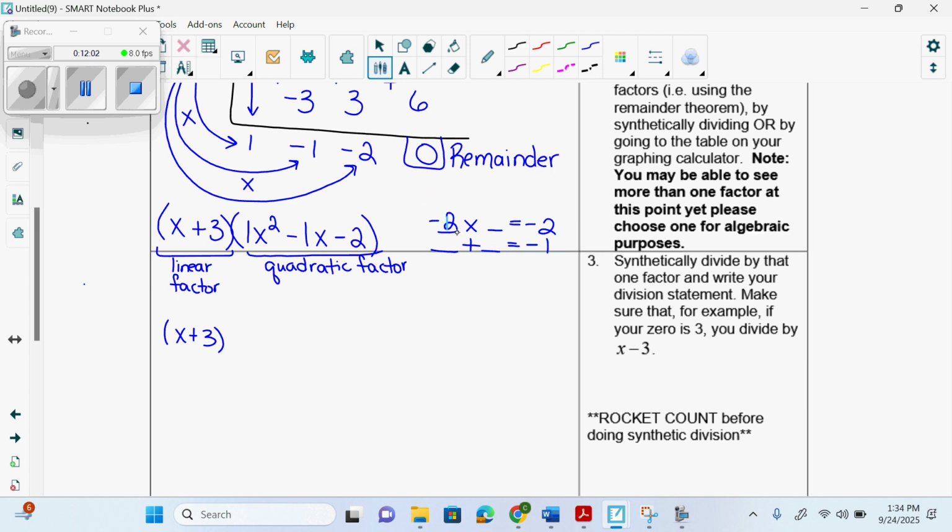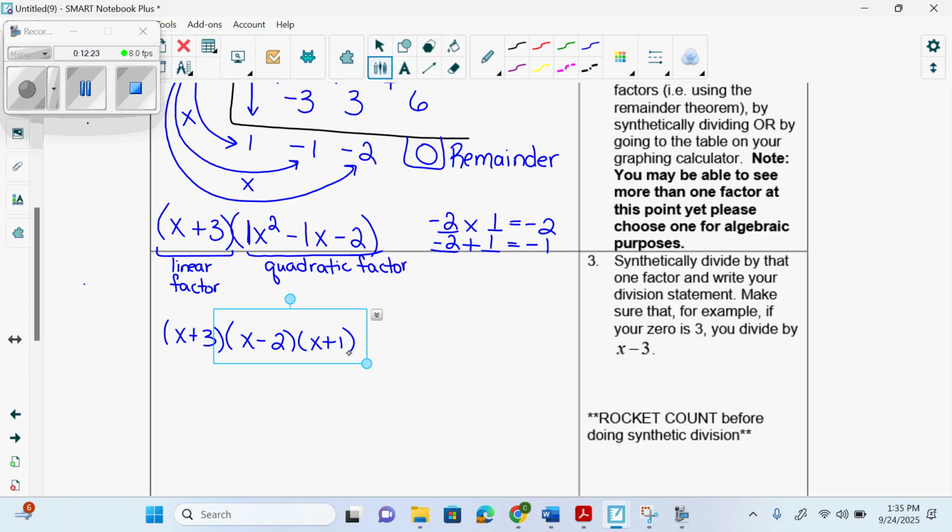Negative 2, peanut gallery, negative 2 and 1. So that's going to stay in. Then this, because it has a 1 in front of it, I can go right to product sum, x minus 2, x plus 1. Now type that into your calculator. What do you suppose is going to happen?